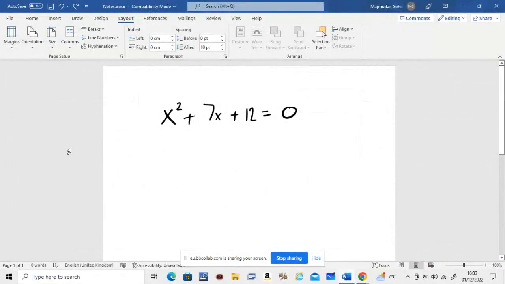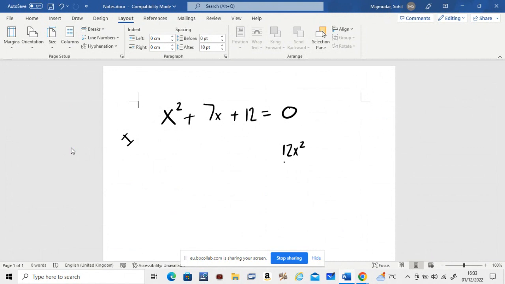Hello, in this video we're going to learn how to factorize a quadratic equation. This is an example of a quadratic equation, and we'll factorize this in two steps. Step 1, multiply the first and the last terms, so you get 12x squared.